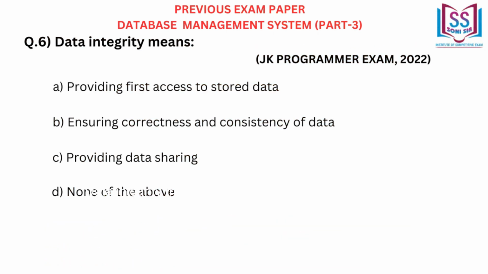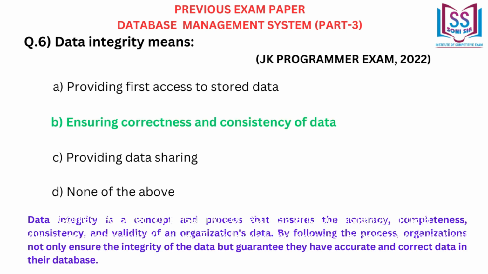Data integrity means A. Providing fast access to stored data. B. Ensuring correctness and consistency of data. C. Providing data sharing. D. None of the above. Correct answer B, ensuring correctness and consistency of data.